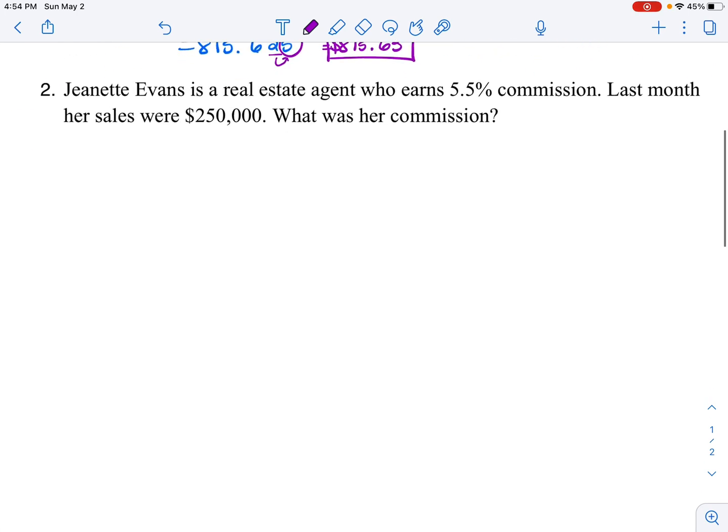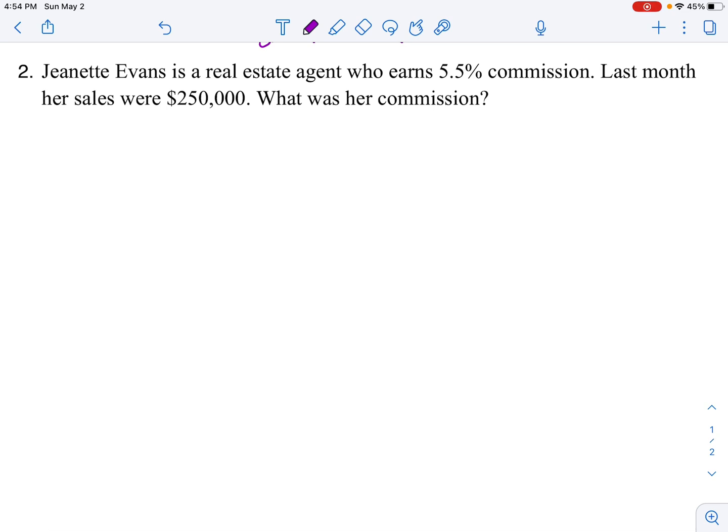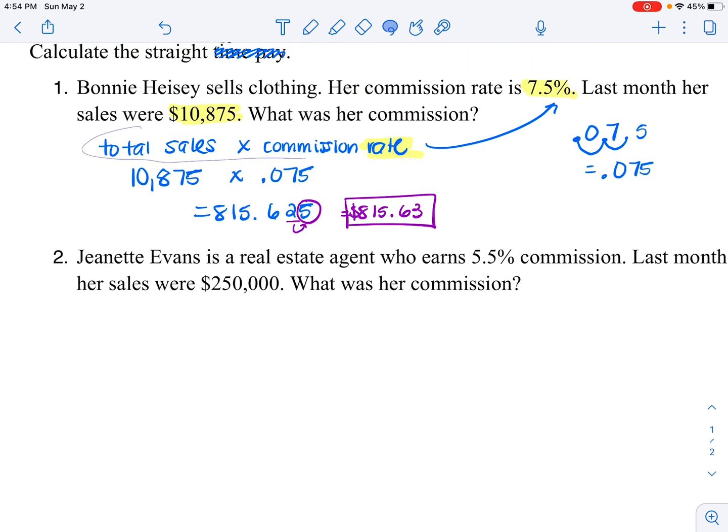Okay, last one. Jeanette Evans is a real estate agent who earns 5.5% commission. Last month, her sales were $250,000. What was her commission? Okay, so once again, we are going to use our formula. Let's just copy and paste to make our life easy. Oh, no, not copy. We just want to copy. All right, let's bring it down here.